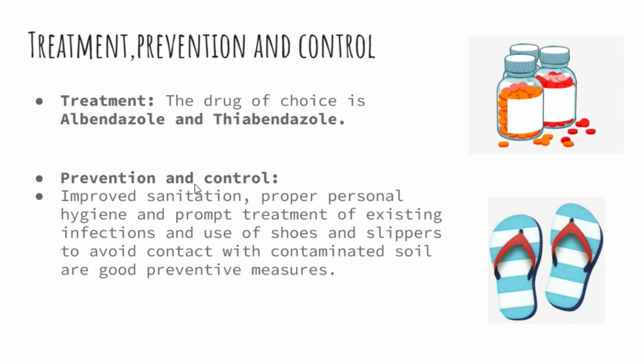For the prevention, ayun, again, bago natin malaman kung paano i-prevent, alamin natin ang mode of transmission. Again nga class, what's the mode of transmission of Strongyloides? That is skin penetration. So, kung ganon ang mode of transmission, paano natin yun mape-prevent? So, improved sanitation, proper personal hygiene, prompt treatment, and use, of course, of shoes and slippers to avoid contact with contaminated soil containing the infective stage. These are good preventive measures for this parasite.